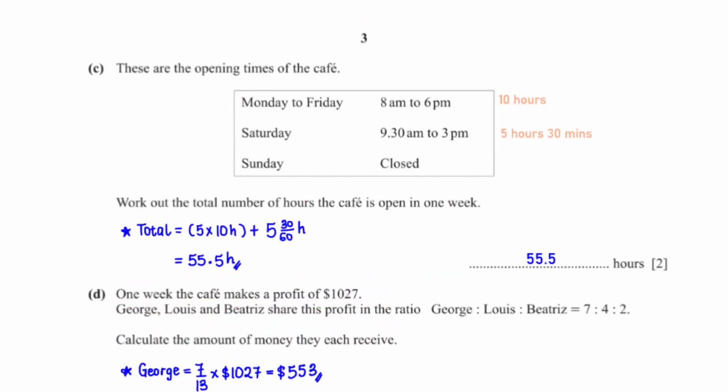These are the opening times of the cafe. Work out the total number of hours the cafe is open in 1 week. The number of hours from 8 a.m. to 6 p.m. is 10 hours, and the number of hours from 9:30 a.m. to 3 p.m. is 5 hours 30 minutes. So the total number of hours is equal to the number of hours from Monday to Friday, which is 5 times 10 hours, plus the number of hours on Saturday, which is 5 hours 30 minutes. To convert 30 minutes to hours, we divide 30 by 60. This gives us 55.5 hours.